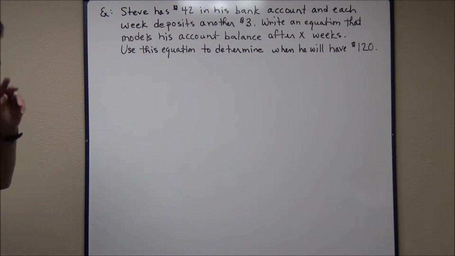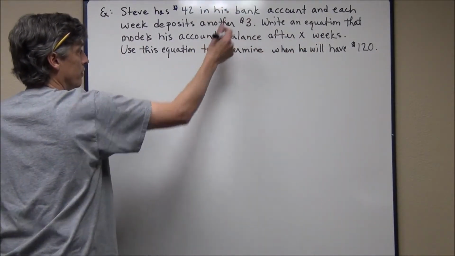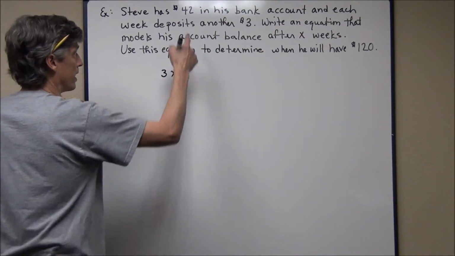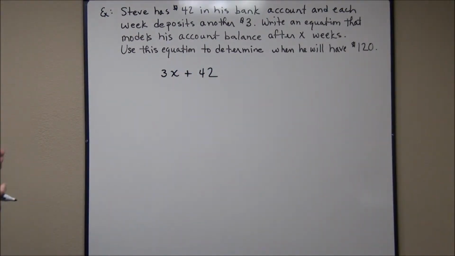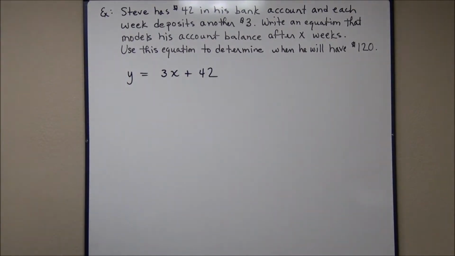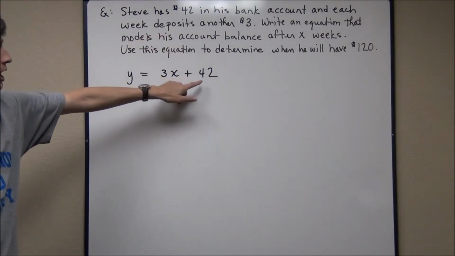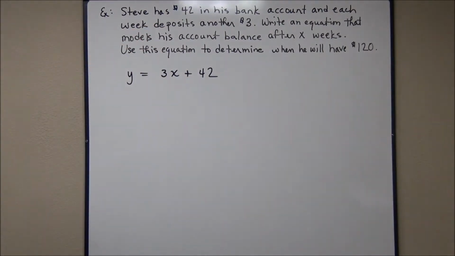All right, well, in this case, if you have x weeks, and he deposits $3 a week, that's 3x. $3 for every week. But on top of that, he already has $42 in his account. So that's his balance here, which I'm going to call y. Y equals 3x plus 42. You can see I have the equation. In slope-intercept form, my slope is 3, which is how much he's adding each week. That's how it's changing. My y-intercept is 42, 0, 42, because he starts out when x is 0, having $42.